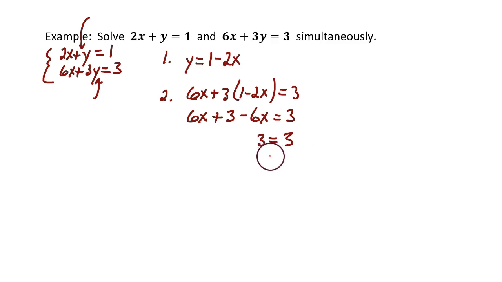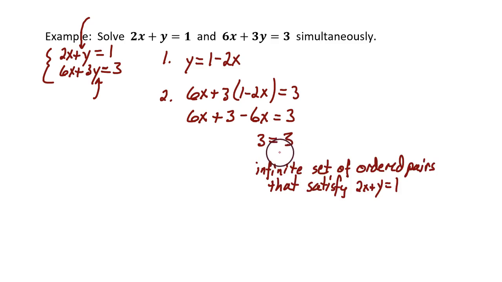Again, something interesting has happened. 3 equals 3 is a true statement. What that means is no matter what numbers you put in for x and y, you will always get 3 equals 3. So this is the case where the equations are equivalent. There are an infinite number of solutions. Every solution to the first equation is also a solution to the second equation. Here's one way to write down the answer.